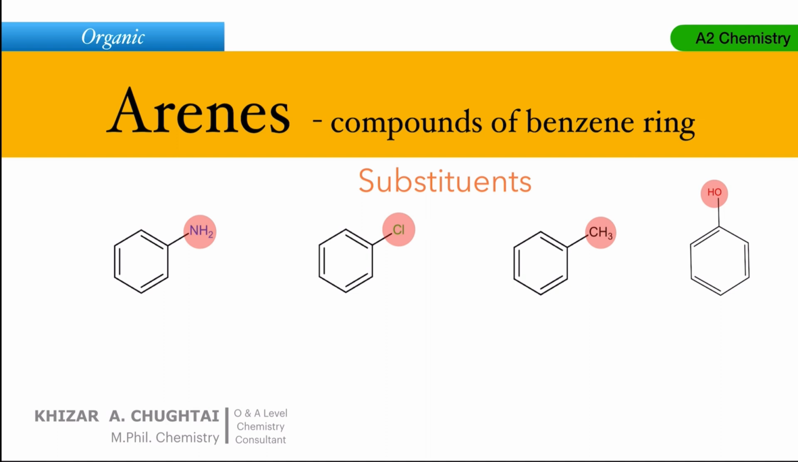There may be one or more than one substituent on the benzene ring. Basically, these groups are introduced on the benzene ring after substitution of one hydrogen atom. So one hydrogen of the benzene ring is replaced by the NH2 group, Cl, methyl group, or OH group. These groups are introduced after substitution of the hydrogen present on the benzene ring.